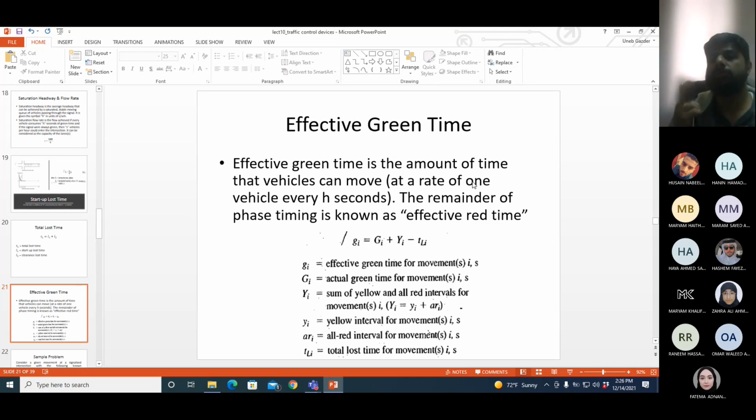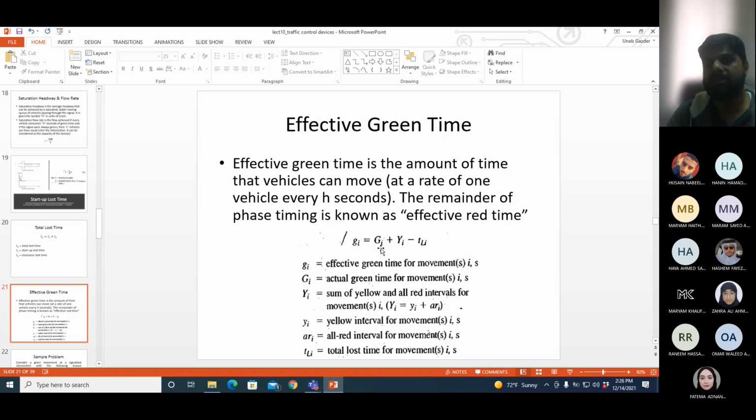Now there are 2 types of green times. For any phase there can be 2 types of green times. One is actual green time, the other one is effective green time. Actual green time is the one when the signal was actually showing the green light, and we represent it with capital G. So capital G is the actual green time when the signal was showing green light.